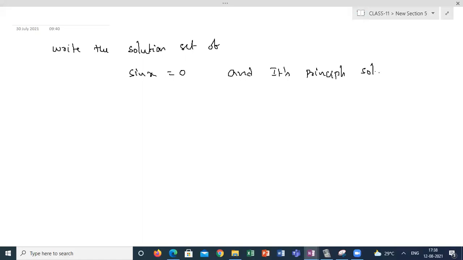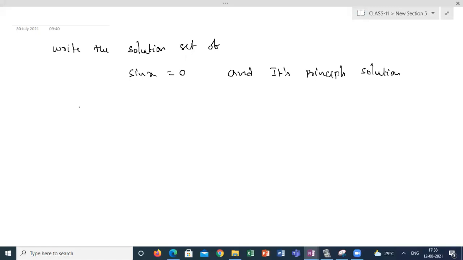Suppose I am giving an equation: write the solution set of sin x is equal to 0. That means he is asking for the general solution of sin x. Whenever they ask for the solution set, it means the general solution. And along with this, I may ask you to write its principal value, its principal solution. Is the question clear, guys?